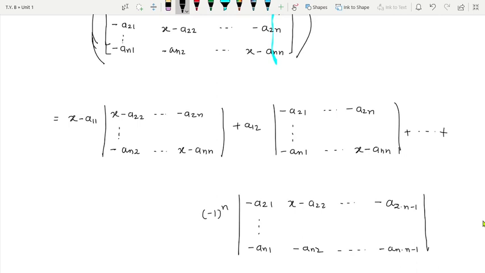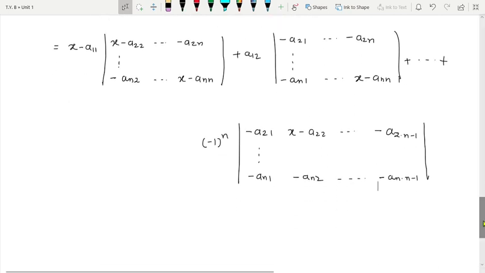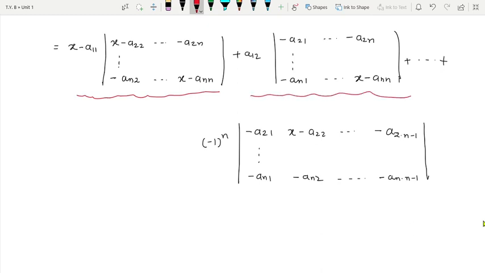So now just try to understand what will be the degree of this polynomial. Naturally we are going to get one polynomial here. Let us try to understand the degree of this term, that is the first term, the degree of this second term, and the degree of this last term.